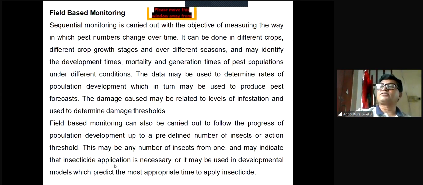So we can see the progress of the pest population by field-based monitoring. This may be any number of insects, from one, and may indicate that insecticide application is necessary, or it may be used in developmental models which predict the most appropriate time to apply insecticide. By field-based monitoring, we can know all the aspects of the pest population. Finally, we can prepare a pest model, and based on that, we can select the appropriate control measures, appropriate time, appropriate method, and appropriate ways of application. All these things are possible by field-based monitoring.